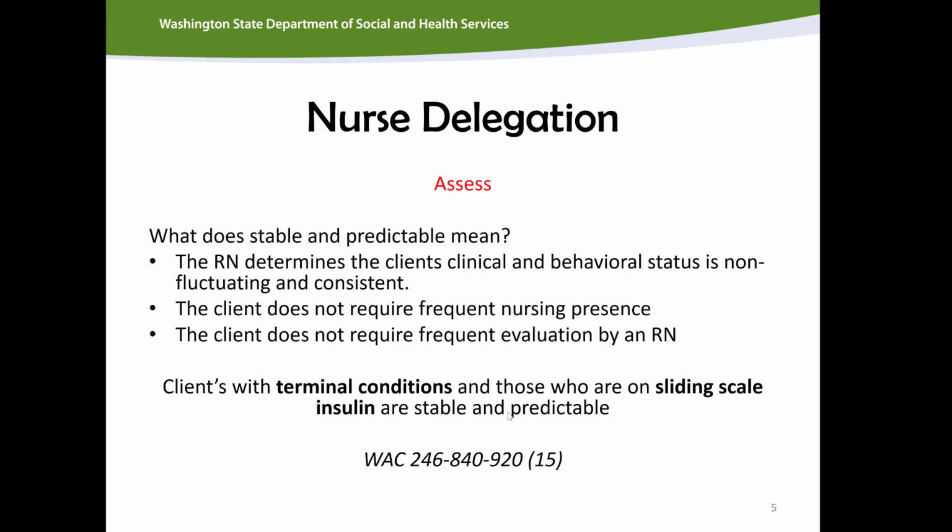What does stable and predictable mean? The RN determines the client's clinical and behavioral status is non-fluctuating and consistent, that the client does not require frequent nursing presence or evaluation. Clients with terminal conditions and those on sliding scales are considered stable and predictable.